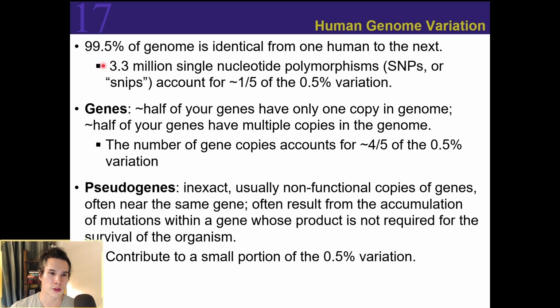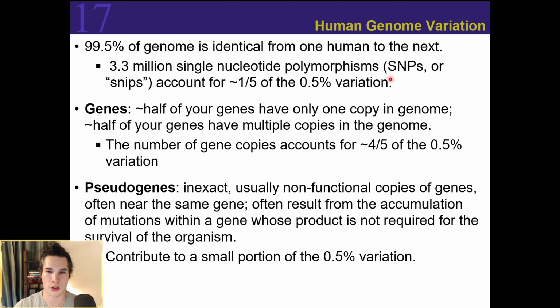So 99.5% of our genome is identical from one human to the next. We have 3.3 million single nucleotide polymorphisms, or you could say mutations that have carried on to just be considered variations in a gene. Single nucleotide polymorphisms, or SNPs, account for only 1/5 of that 0.5% variation.